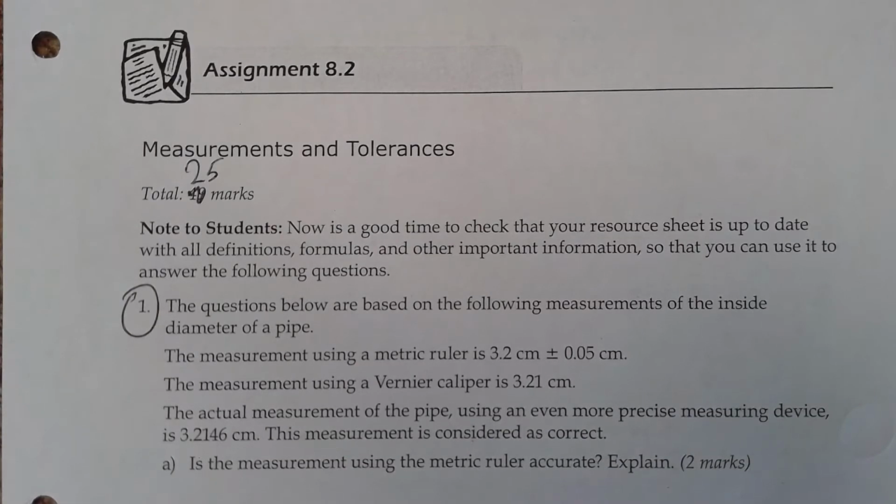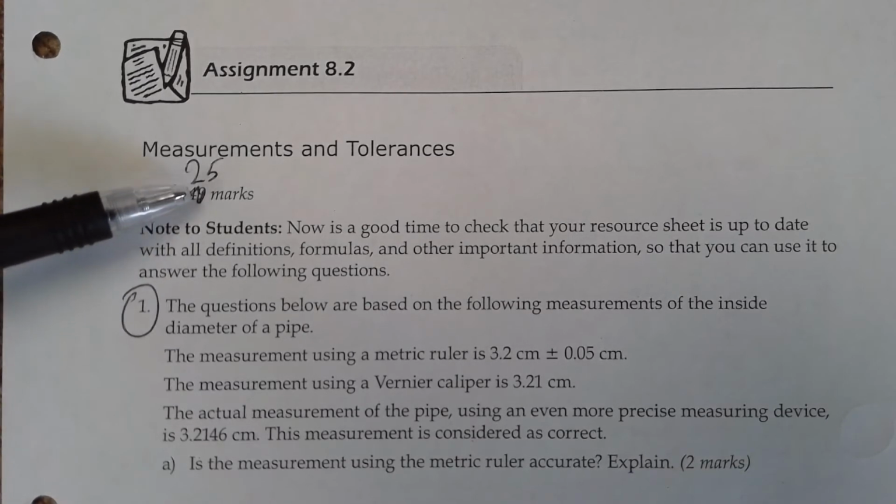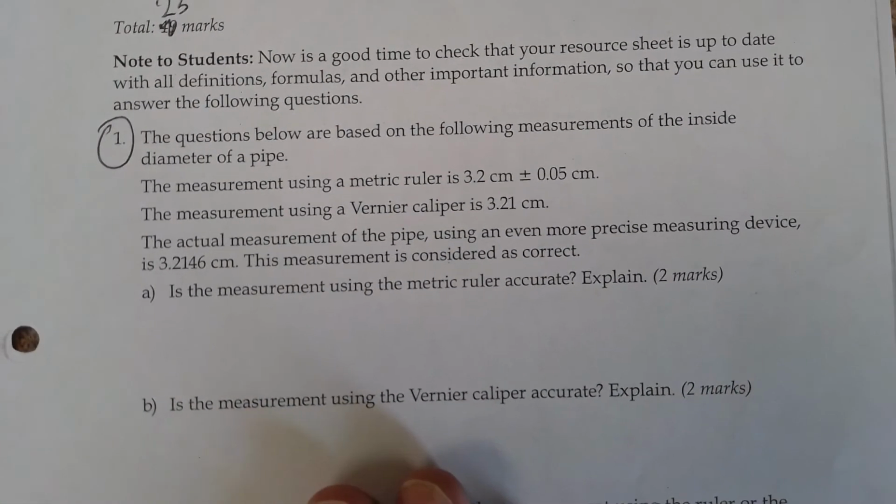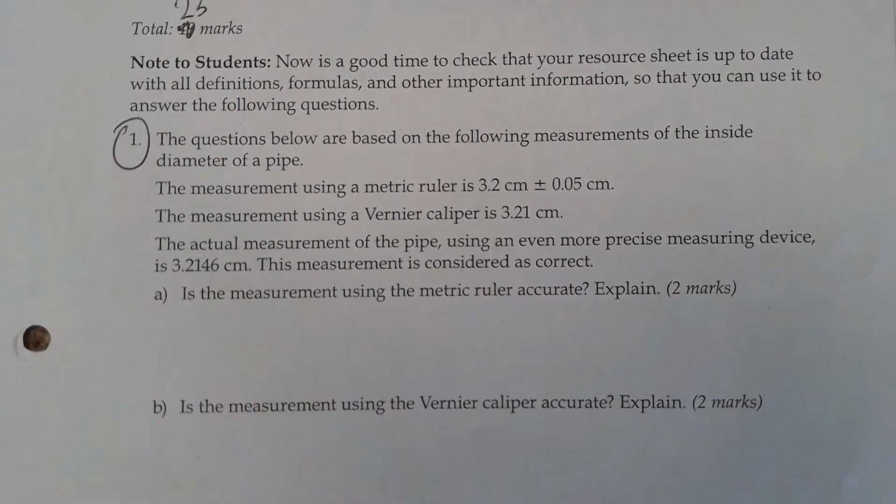Pay careful attention as I go over this assignment because we are skipping a bunch of the questions due to an error, which I'll just point out to you as to why we're skipping them. First of all, it won't be worth 49 marks, it'll be worth 25 marks because of the questions that we are skipping. So, the questions below are based on the following measurements of the inside of a pipe, and you simply proceed to answer all the questions.